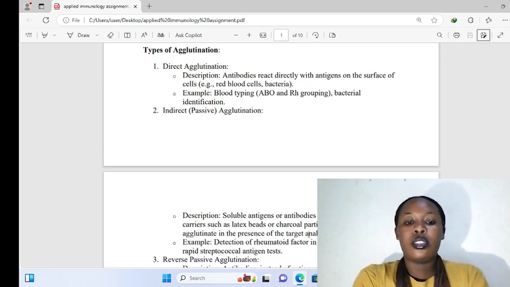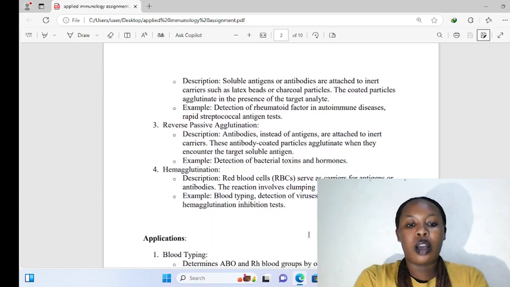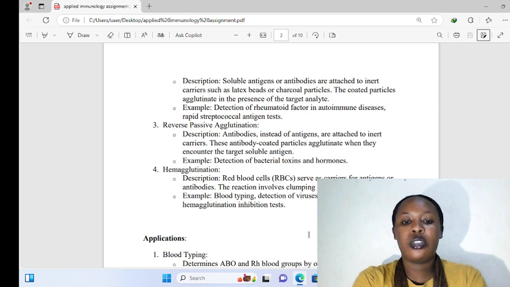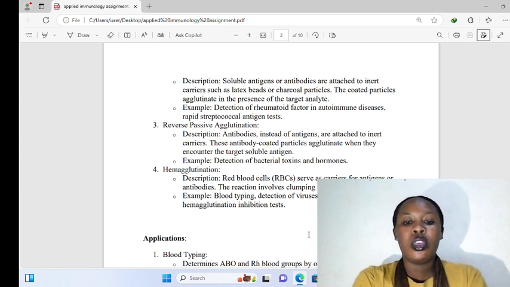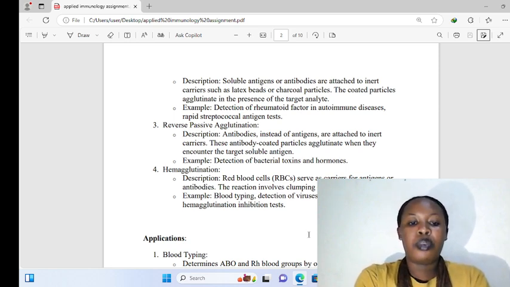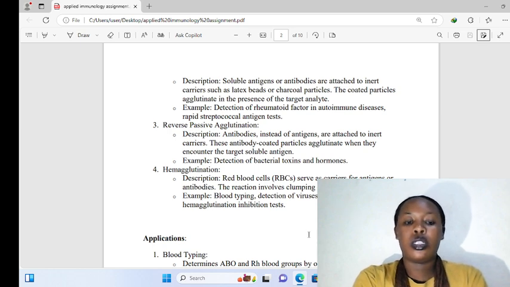The second one is indirect agglutination. In indirect agglutination, soluble antigen or antibody is attached to an inert carrier such as latex beads or charcoal particles. The coated particles agglutinate in the presence of the target analyte. An example is detection of rheumatoid factor in autoimmune disease, and it is used in the rapid streptococcal antigen test.